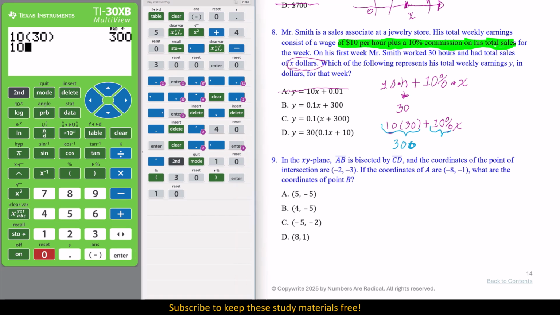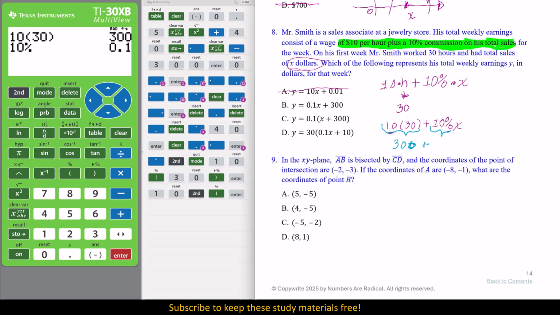So 10, go second and open parentheses, because we're telling the calculator, hey, this is 10%. I'm going to push enter and it automatically says that's the percent. So we should have plus 0.1x, and we do in option B. Now, C and D, let's think this out.